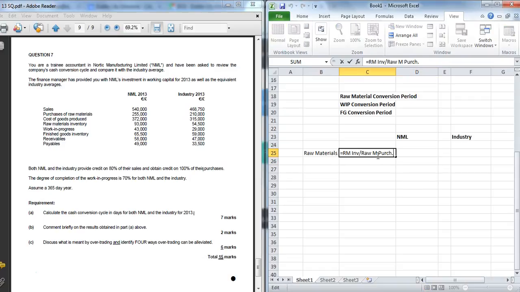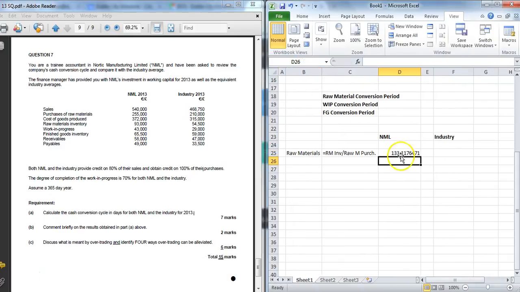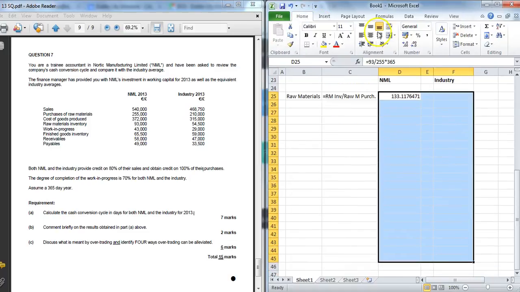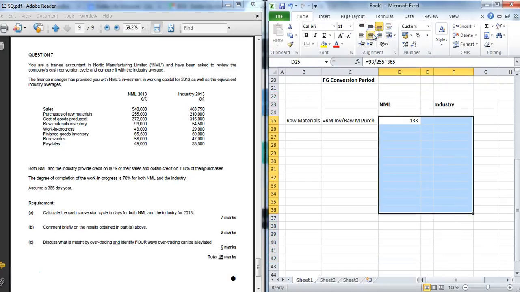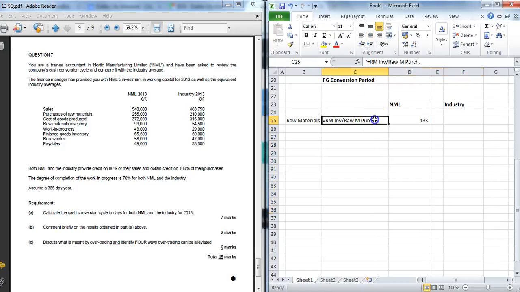So in the case of NML, you're going to have 93,000 of inventory divided by 255, and again, I should have remembered myself, it's times 365. So remember, you have to do times 365 to get the number of days. So again, we'll keep these nice and neat. We'll round to the first day. So for NML it's 133 days. So on average your raw materials are sitting on hand for 133 days before they're actually used.